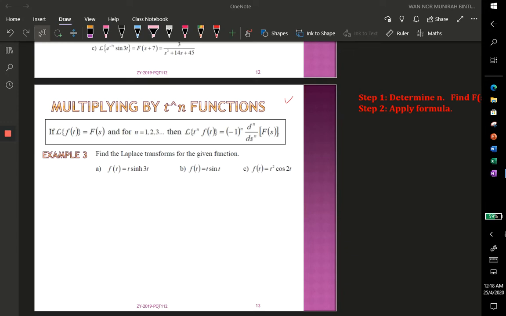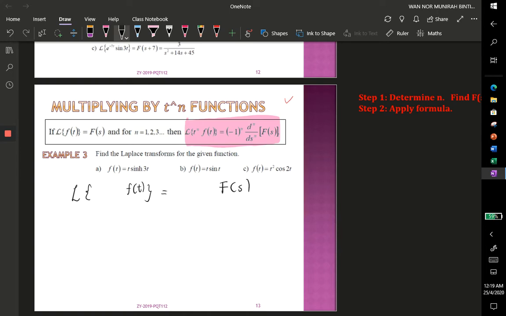Hi class. So this is our third property of Laplace transform, which is multiplication by t to the n. Multiplication by t to the n means that you have initially Laplace f(t) equals to F(s), right?